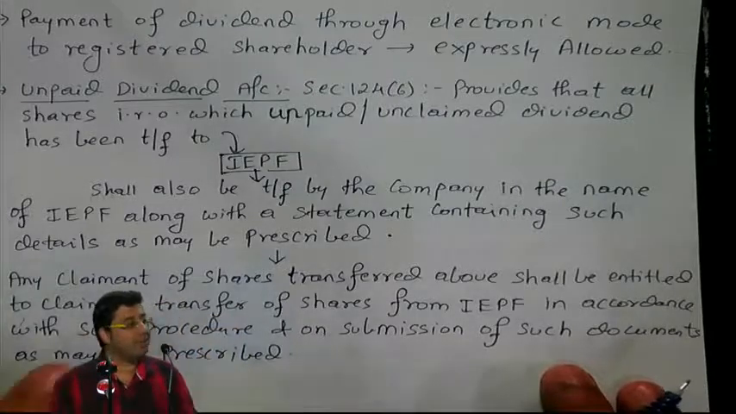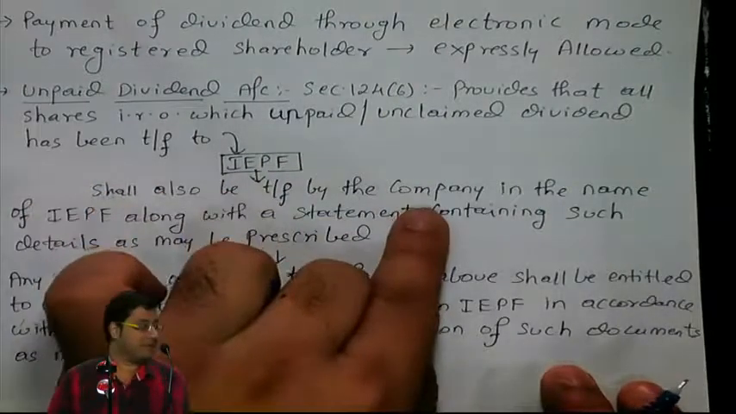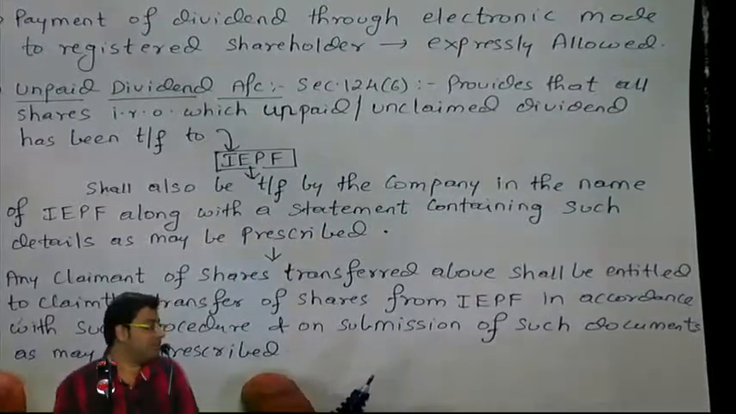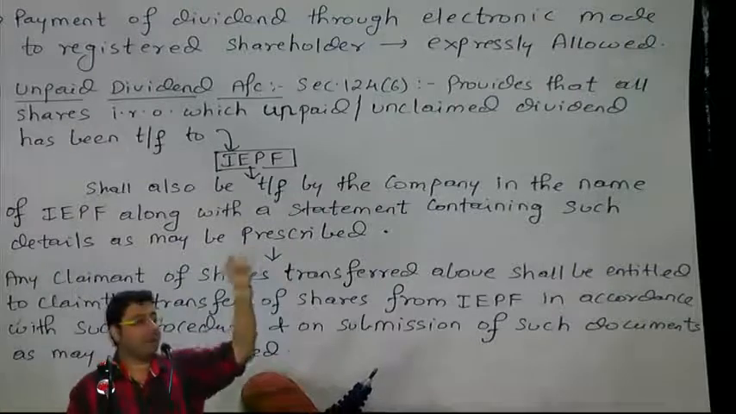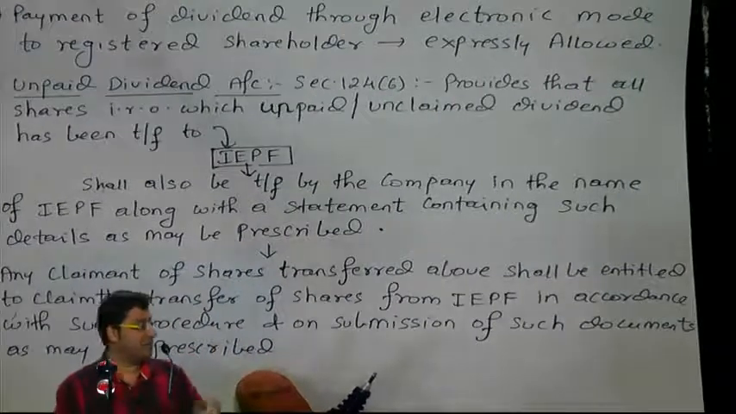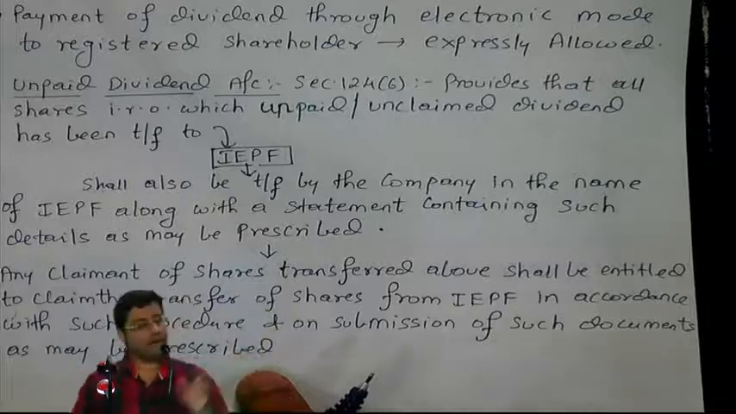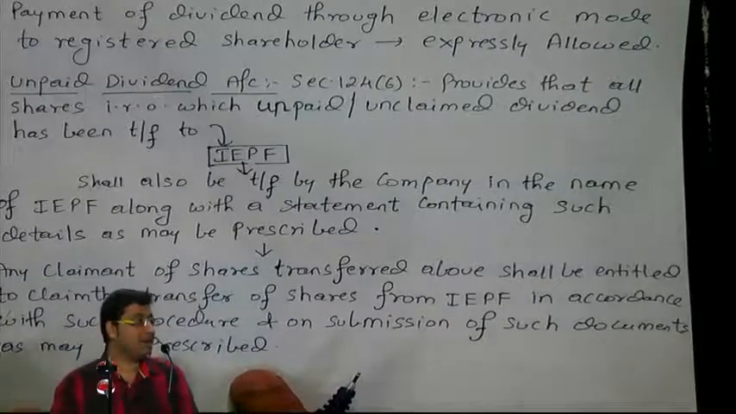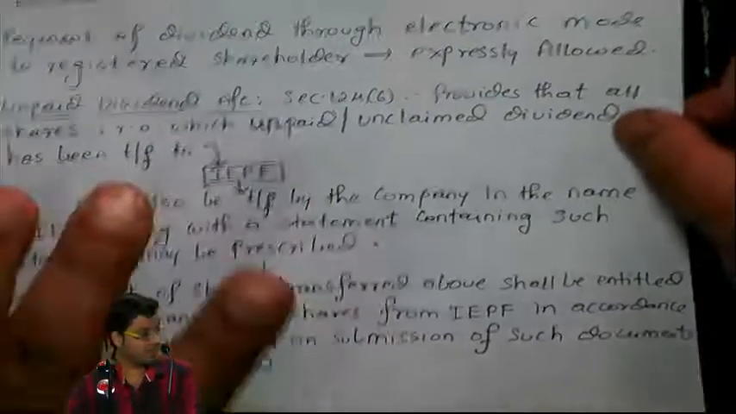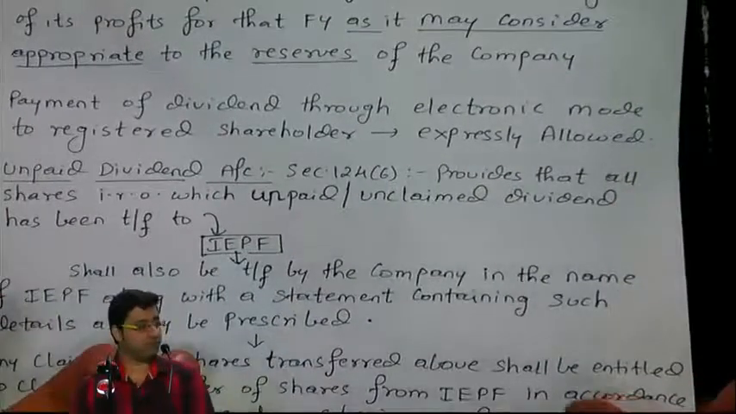Though your name will be there in the list provided by the company, yet, as may be prescribed. See this word, as may be prescribed. It means the government may at that point of time give you some requirements to produce photo, identity proof, etc., to show your share certificate, and then only it can give you the dividend. So this is obligatory for the shareholder and this point is obligatory for the company. Is it clear or not? Shall we copy all these points?